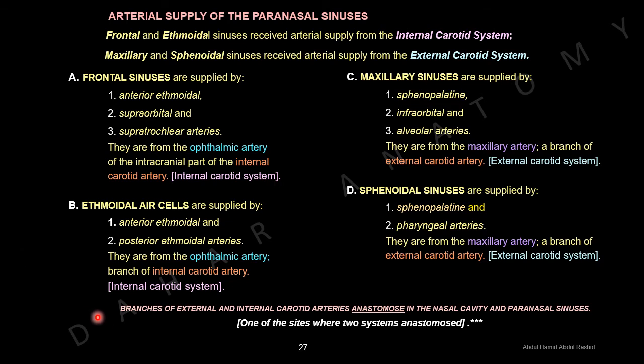Branches of the external and internal carotid arteries anastomose in the nasal cavity and paranasal sinuses, one of the sites where the two systems anastomose.